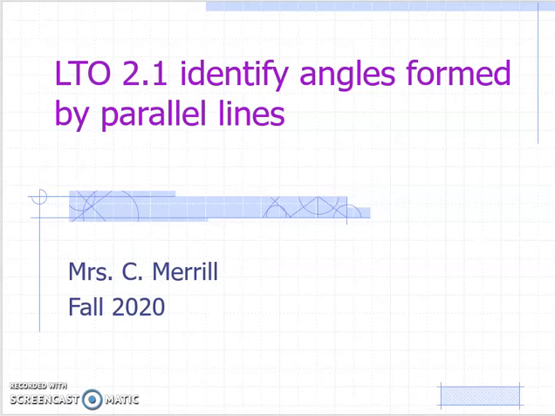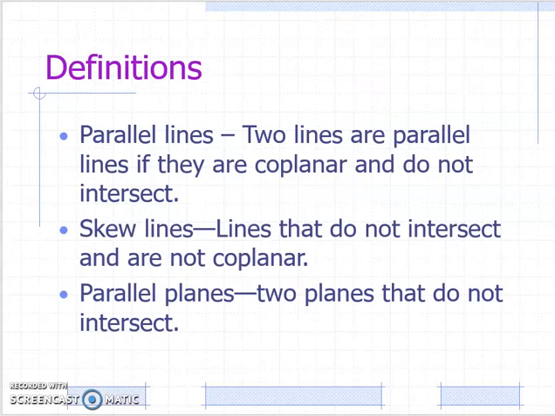Today we're going to be talking about Learning Target Objective 2.1, which is to identify angles formed by parallel lines. To begin, we're going to look at 3 definitions that we're going to need in order to analyze some diagrams today. So the first term you see is parallel lines.